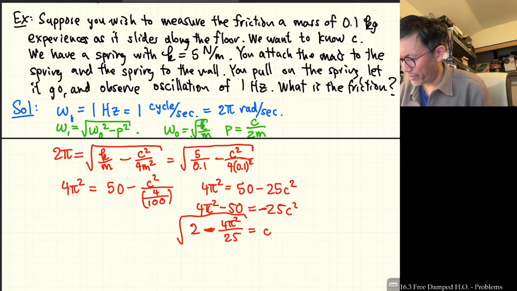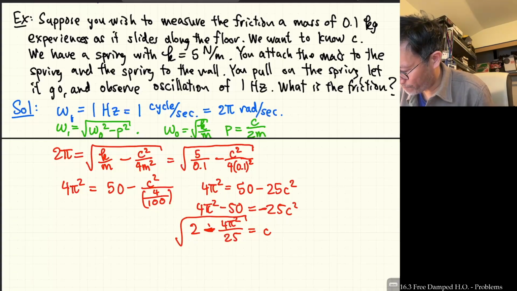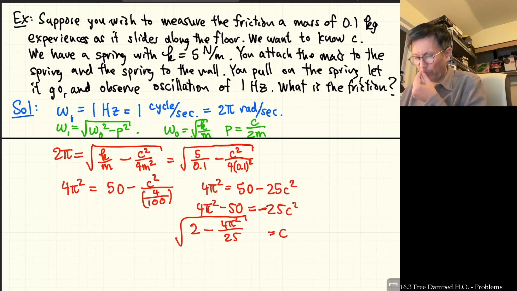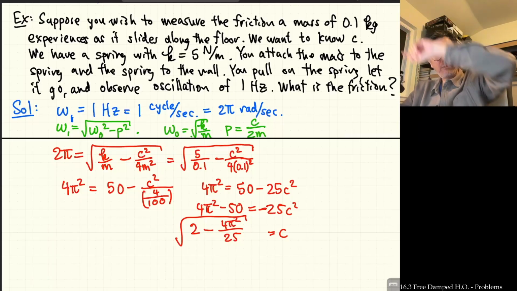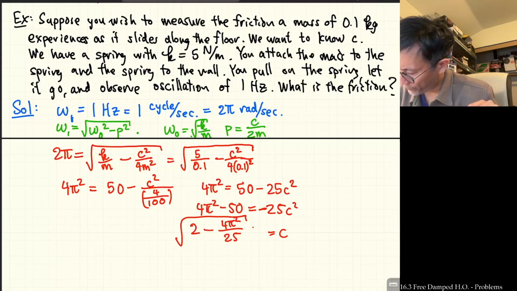And what are the units? Sorry, I don't like the way I wrote that square root. And I don't like how I wrote the negative sign. It looks messy. Okay. And what are the units on this C? Well, they are newtons seconds per meter. Newtons seconds per meter. And that's it.